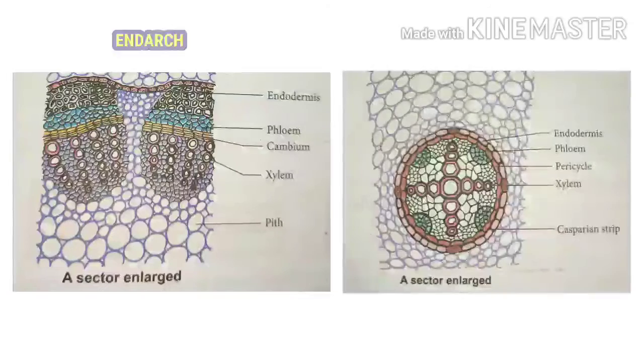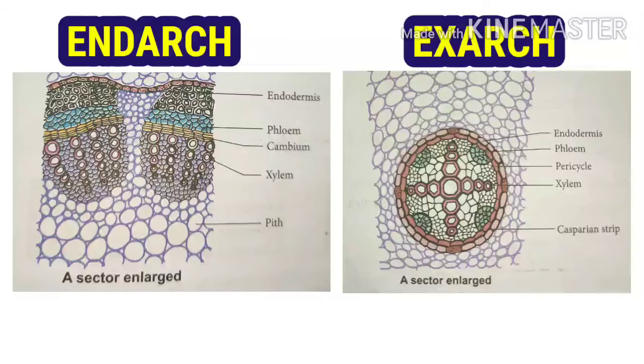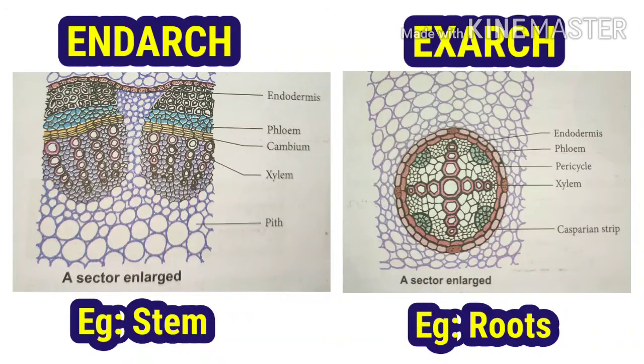Based on the xylem arrangement, there are two types, endarch and exarch. In endarch, protoxylem lies towards the center and metaxylem lies towards the periphery. Example, stem. In exarch type, protoxylem lies towards the periphery and metaxylem lies towards the center. Example, roots.